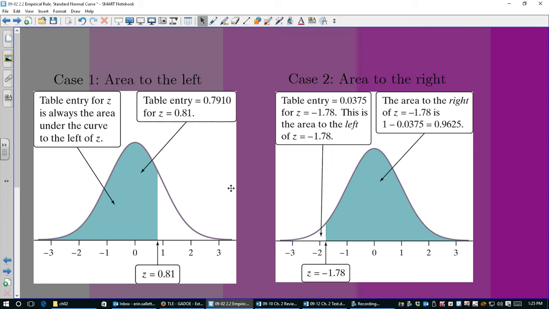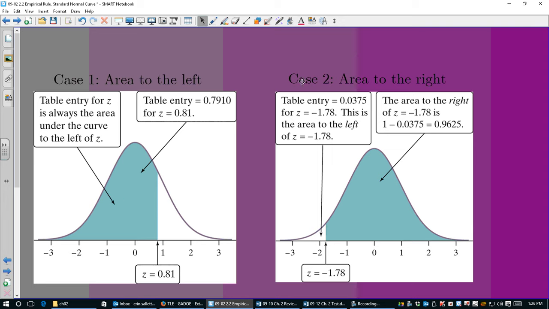Case 1, I want the area to the left. I find that the z-score for my x value is 0.81, which puts me right here. And I want the area to the left, so I shade to the left. I look up the table entry for a z-score of 0.81, and I find that it tells me a probability of 0.7910, or 79.10%. That tells me this area is 79.10%, or a probability of 0.7910. I'm done. This is the probability area that I wanted.